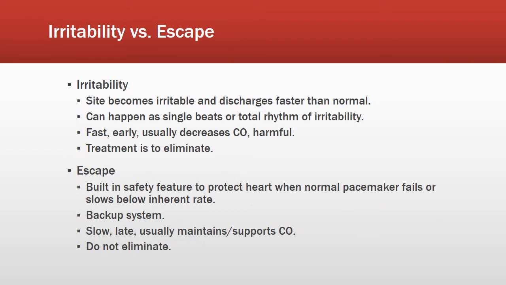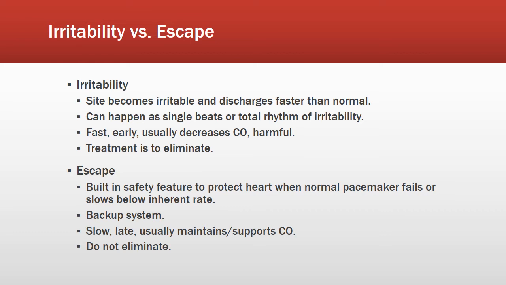I want to talk to you a little bit about irritability versus escape. Very important that you know this. Irritability is when a site becomes irritable and discharges faster than normal. The irritable focus overrides the higher pacemakers. For example, the SA node discharges at 80 beats per minute, but the AV node is discharging at a rate of 90. The AV node then is overriding the SA node and takes control, becoming the pacemaker. This may be a single beat or a total rhythm of irritability.